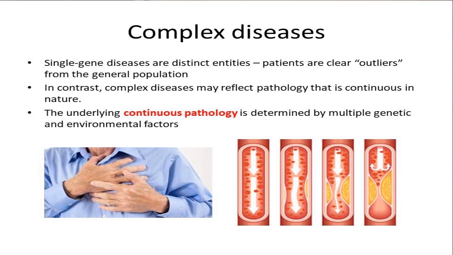Single gene diseases tend to be very distinctive. Patients with single gene disorder are clear outliers from the general population, whereas complex disorders mostly reflect pathology which is continuous in nature. An example is ischemic heart disease, which you might think of as an all or none phenomenon, but if you look at the underlying pathology, there is a gradation of narrowing of the coronary artery, which can range from very mild narrowing to severe. So it is this underlying continuous pathology which may be determined by multiple genetic and environmental factors.